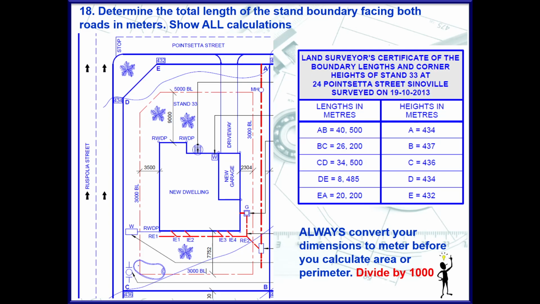So if I take a look at my site plan, I can clearly see the entire length of AE will face Poinsettia Street. So I will take my first calculation and convert it to meters. So it will be 20.2 meters. You can also see DE will also be calculated and we convert it to meters: 8.485 meters that we need to add to our calculation, and the entire length of CD of 34.5 will also be added because it's facing Raspolia Street. So then we will add the 34.5 meters, and that then will give us a total of 63.185 meters.